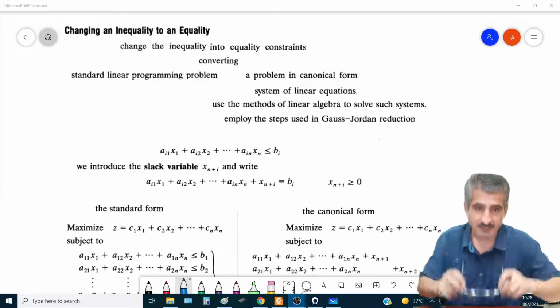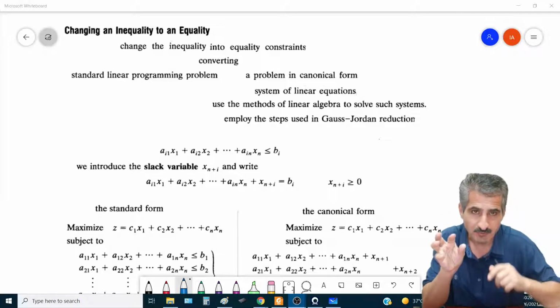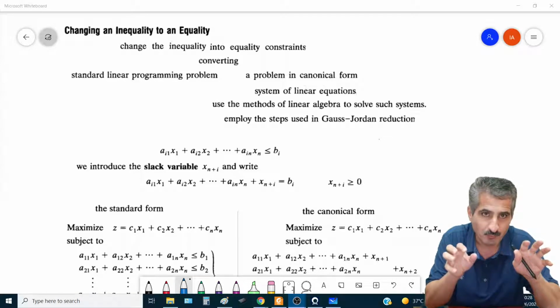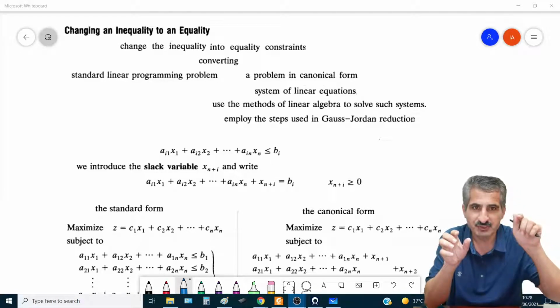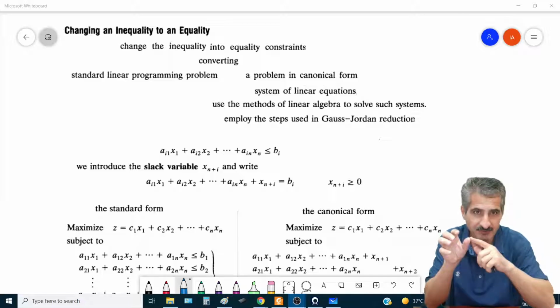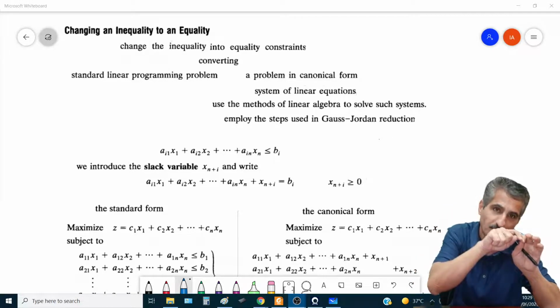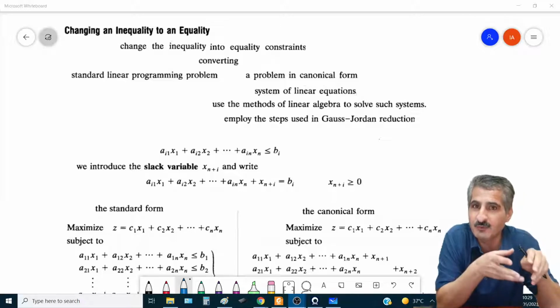Okay, good. So we learned that we have a linear programming problem in standard form and a linear programming problem in canonical form. In the canonical form, the constraints are all equalities. But in the standard form, they are less than or equal; they are inequalities. Now the idea here is that we want to convert the standard form to a canonical form. Why do we want to do that? Because in the canonical form, we have equalities.